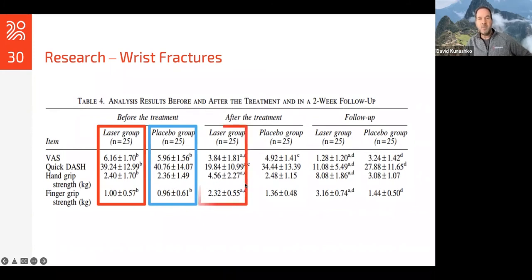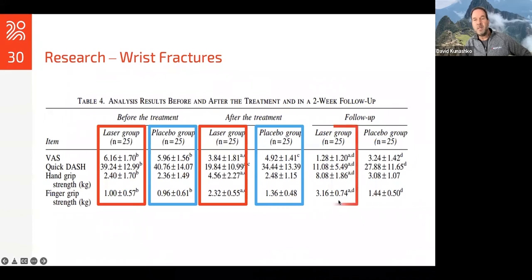And then after the treatment, you can see the laser group, the pain went down to 3.84. The DASH lowered from 39 to 19, or about 20. Hand grip strength increased about 2-fold, and finger grip strength again increased 2-fold. And the placebo, so no laser, you're looking at a slight reduction of pain as well, which you would expect. The DASH had only a very slight decrease, so not nearly as much improvement overall. And you can see the grip strength as well. Let's see, the grip strength did not really change much, nor did the finger grip strength. I'm just checking, a little bit of improvement there.